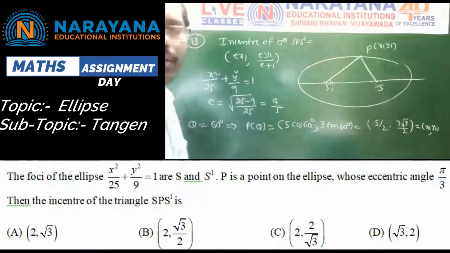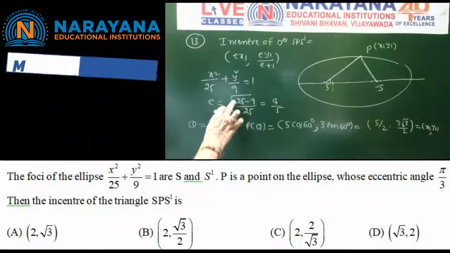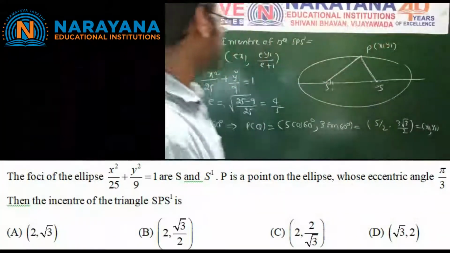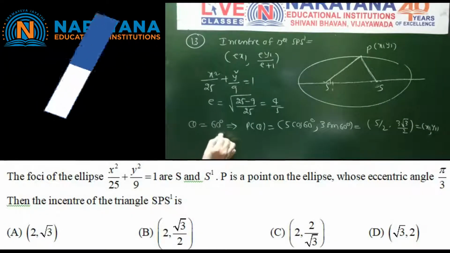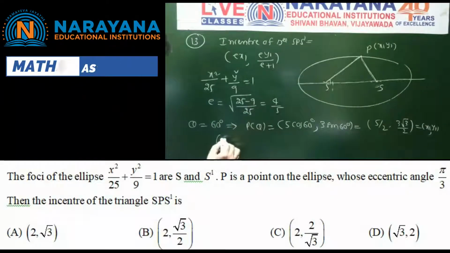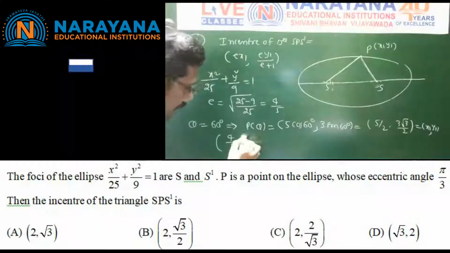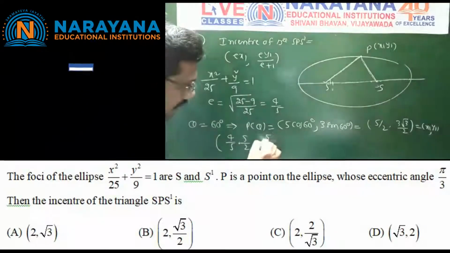What is the formula of eccentricity? e is equal to root of big minus small by big. Now, what is the incenter of triangle SPS dash? It is equal to (eX1, eY1) by e plus 1. Here e is equal to 4 by 5, and X1 is equal to 5 by 2. Next, eY1.